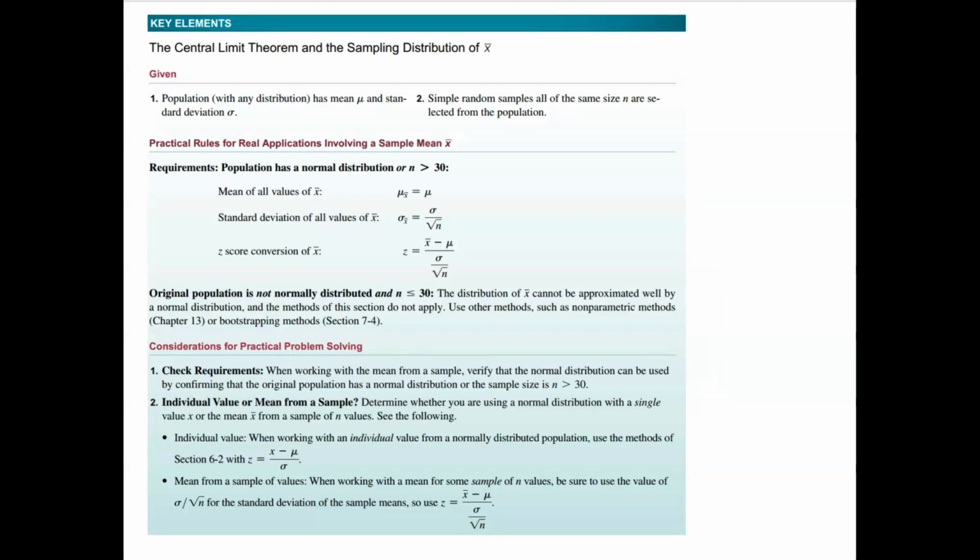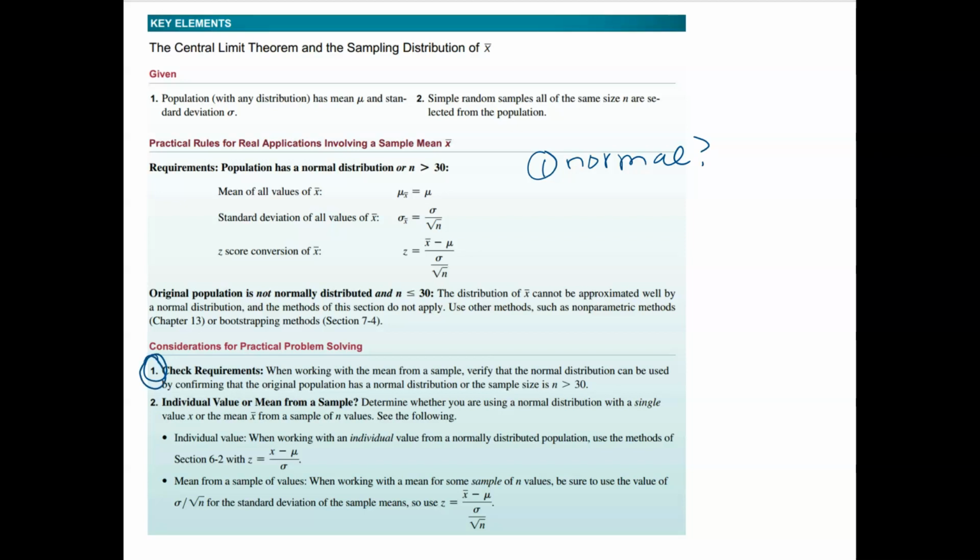This is the central limit theorem. I encourage you to stop and look at this for a moment. Basically, what it's saying is we're given some sort of population with this information and simple random samples, all of the same size n. So we want to ask ourselves about the requirement. The first thing we ask is, is it normal? We can use this if it's normal. And that comes from right here.